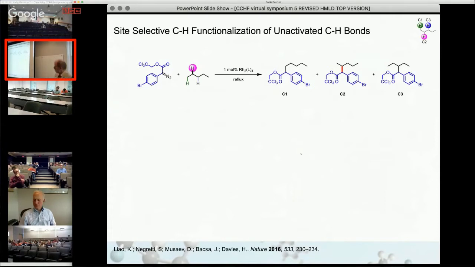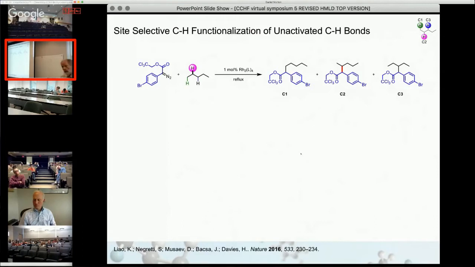In other words, we thought the combination of the trichloroethyl giving us a much more robust carbene and a more sterically demanding carbene, combined with these new catalysts, could allow us to achieve selectivity, shall we say, in a compound like pentane between C1, C2, and C3. And of course, the problem here is not just site selectivity. You've also got the possibility of enantioselectivity. And in the C2 functionalization, you've also got diastereoselectivity to worry about.